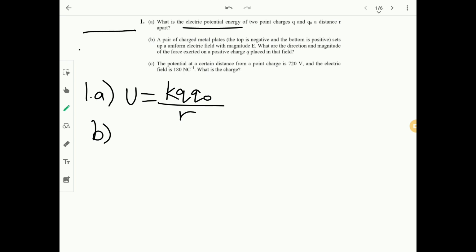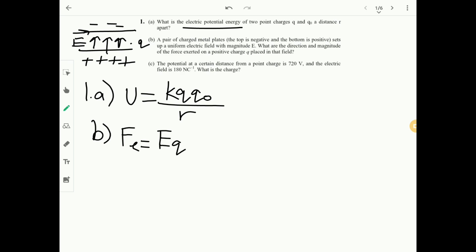B, a pair of charged metal plates. So let's draw it like this. Top is negative and bottom is positive. So we should know that the electric field is like this. And we have a positive charge Q. Since Q is positive, the force is equal to EQ or QE, and it has to follow the same direction as the field, so it's upwards. So far no calculations, all theoretical. Now part C is where we have calculations.